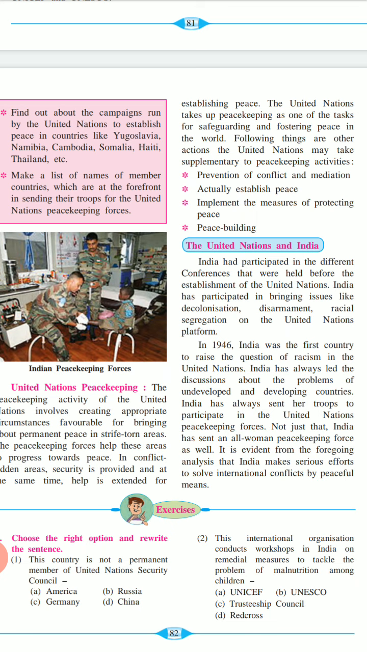The last point is peace building. Whatever peace and harmony is dwelling right now in the world at different paces, that should remain forever.